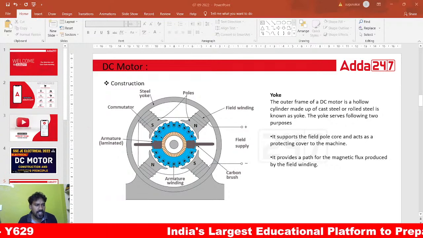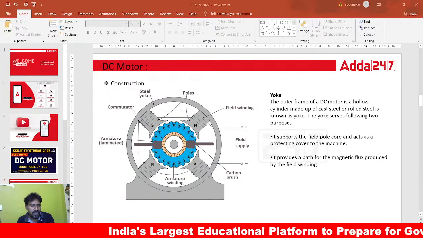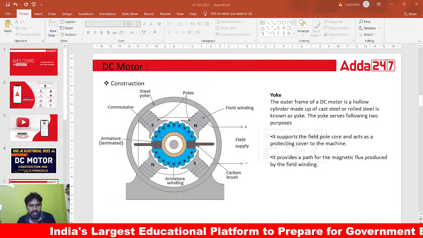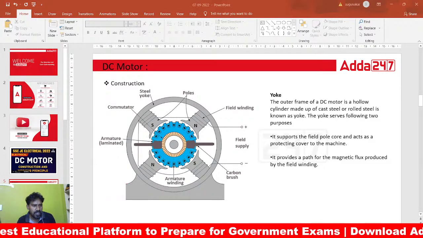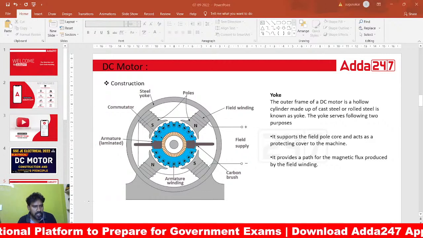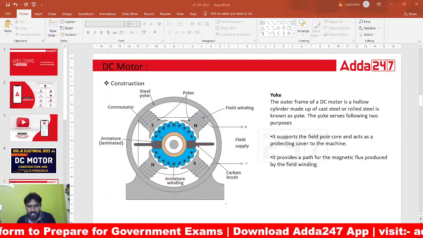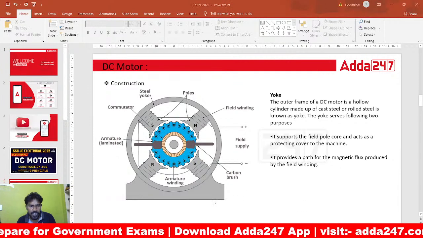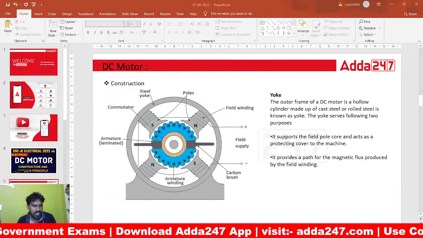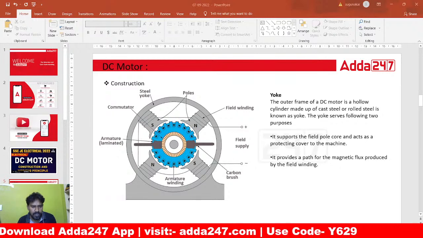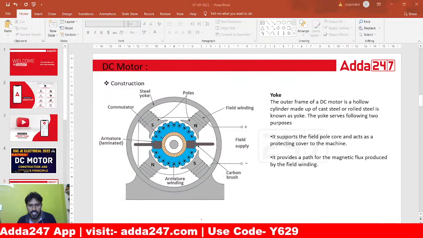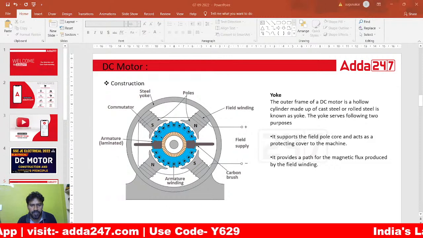Okay. So now you can remember this one. Insulated conductors are put into the slots of the armature core, and they are suitably connected. This arrangement of the conductors is known as the armature winding. You can remember these two.